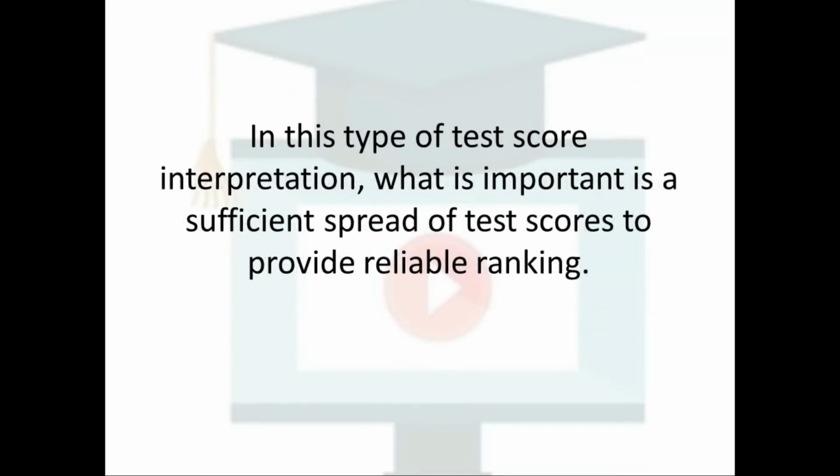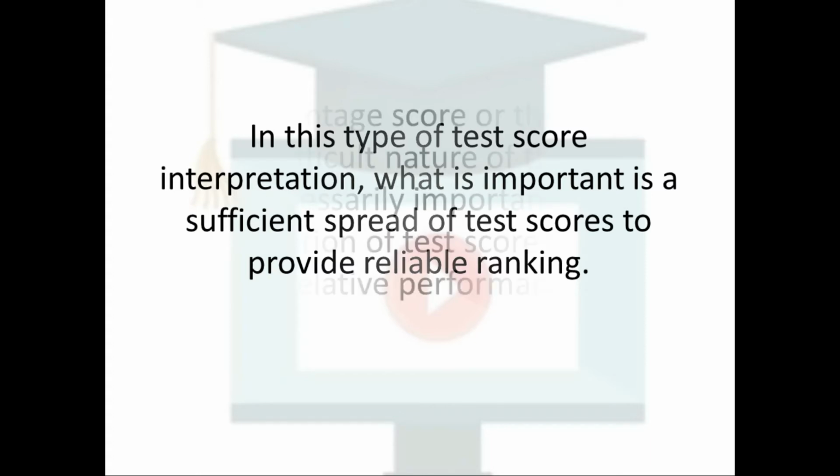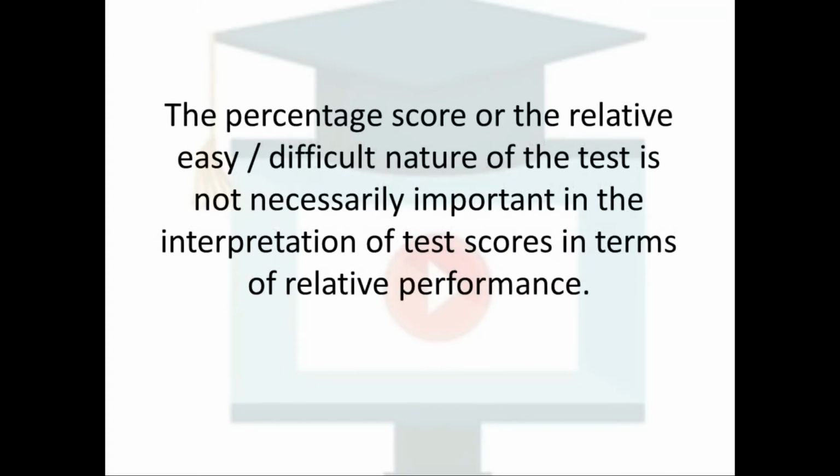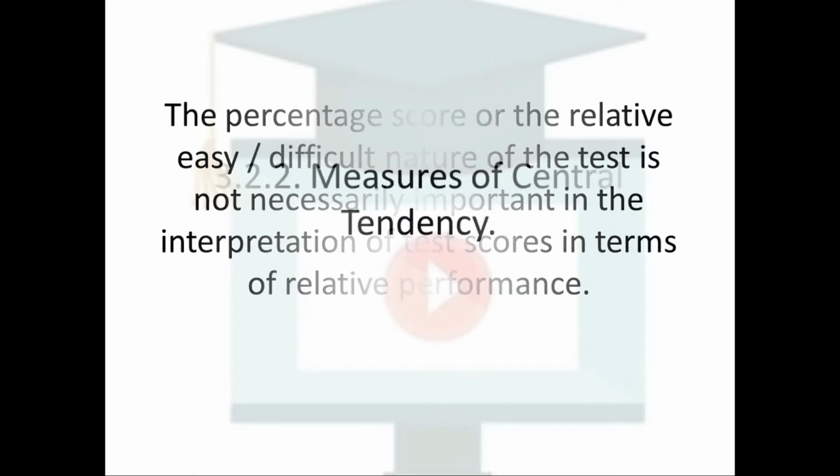In this type of test score interpretation, what is important is a sufficient spread of test scores to provide reliable ranking. The percentage score, or the relative easy/difficult nature of the test, is not necessarily important in the interpretation of test scores in terms of relative performance.